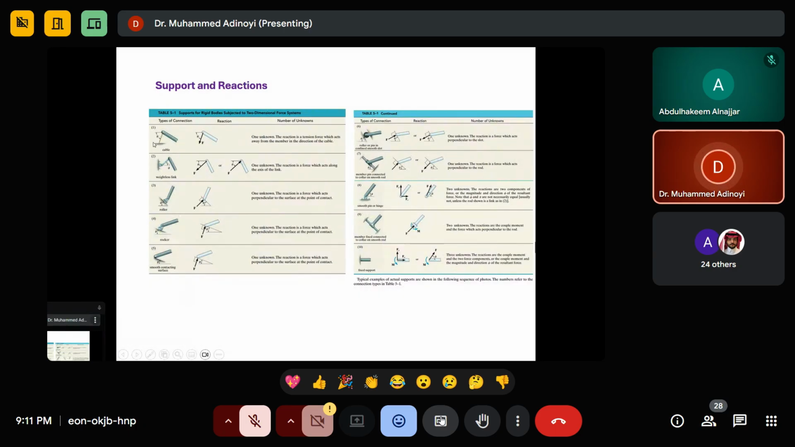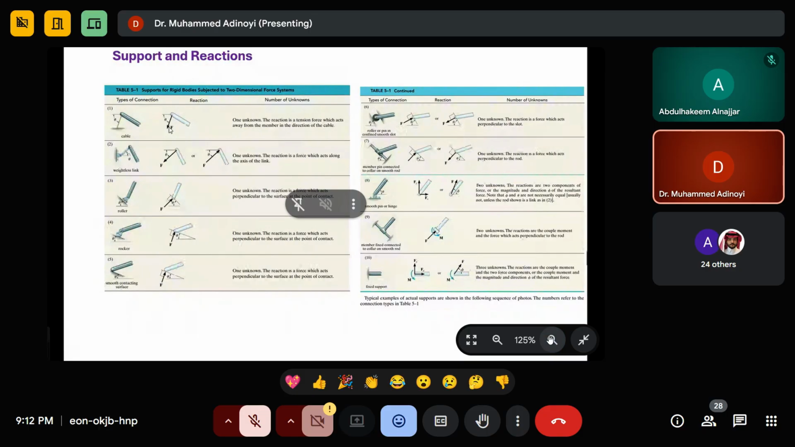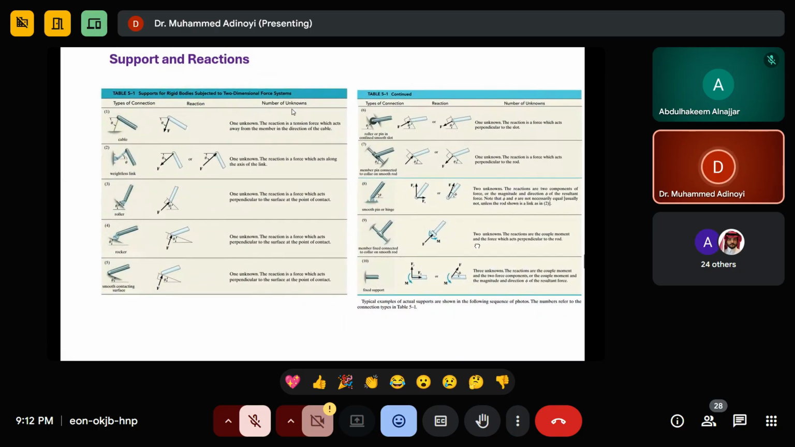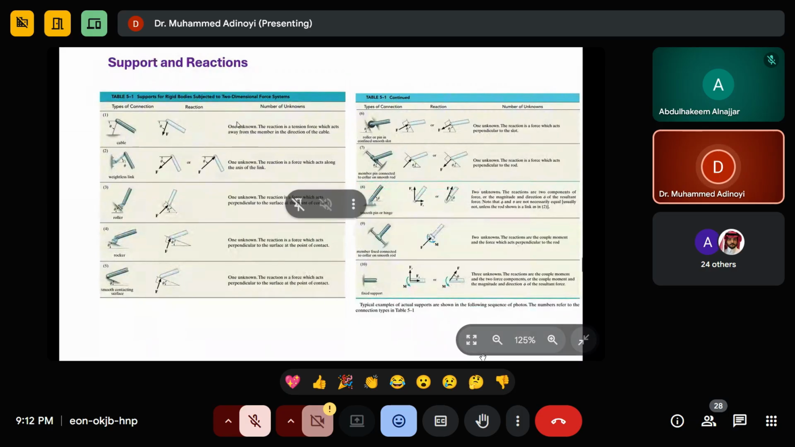For example, look at this, what we call a cable. The reaction will just be in this direction, and it is only one unknown. When we say the number of unknowns, we mean how many unknown reactions there are. It's just one. Here is a link. The link also has only one unknown reaction.